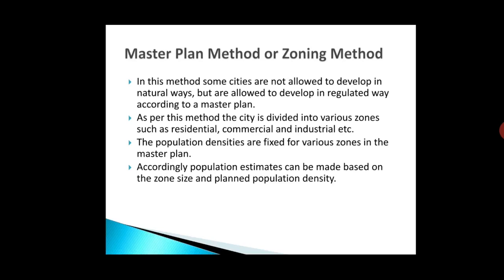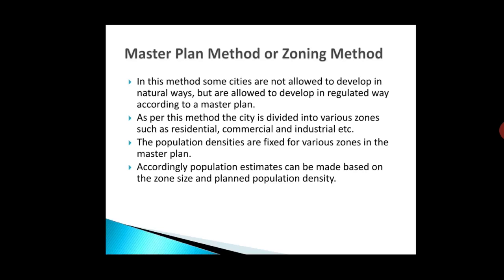Say, for example, there may be 5 persons living in a residential plot and there are 10,000 plots in a zone. Then the total population of the zone, or of the city when fully developed, can be easily worked out as 5 into 10,000, that is 50,000.